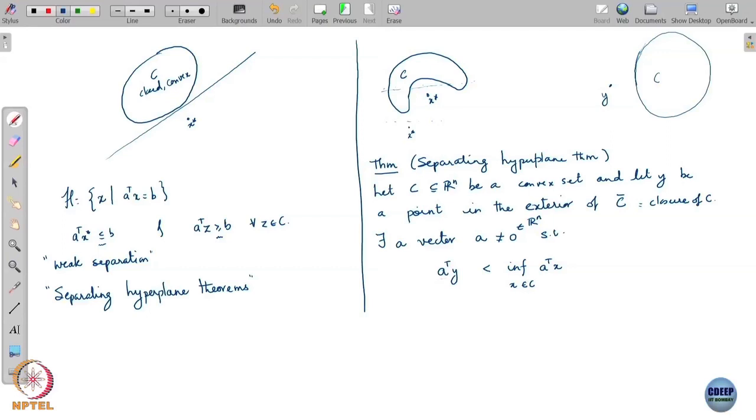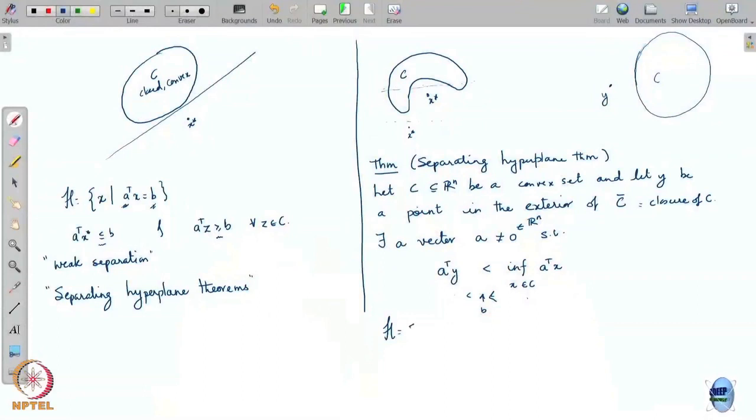Where is my B? For a hyperplane, I need to talk of a scalar B. So, the left value is strictly less than the right one, so I can always take a value B that lies in between them. A value B that is greater than A transpose Y, but at the same time less than the infimum of A transpose X over X in C. So, consider a value B that lies in between, and then look at the hyperplane H defined by X such that A transpose X is equal to B.